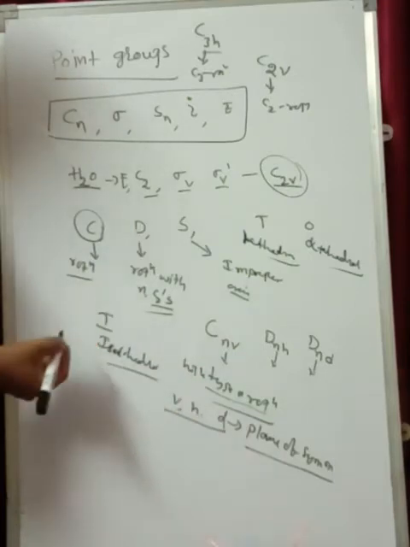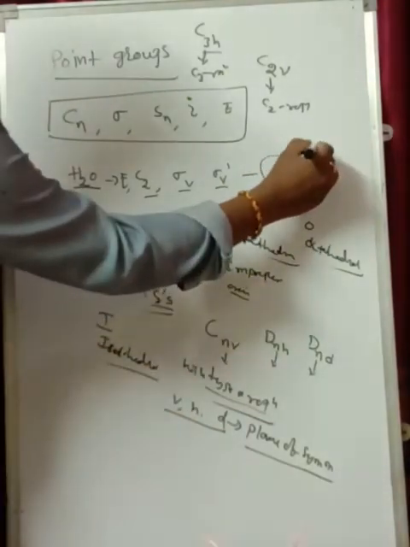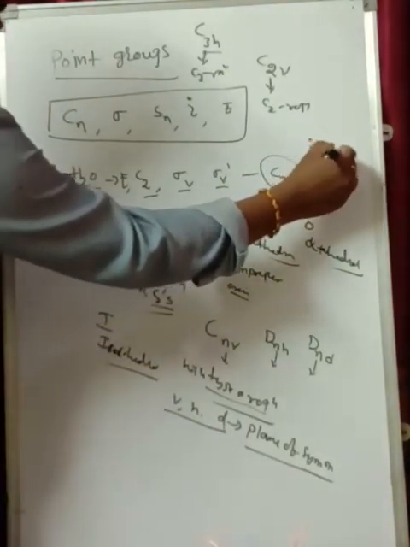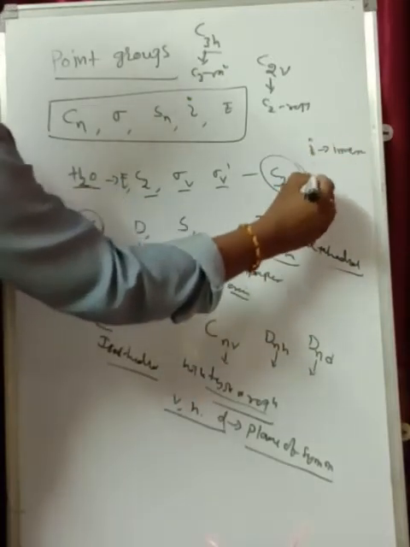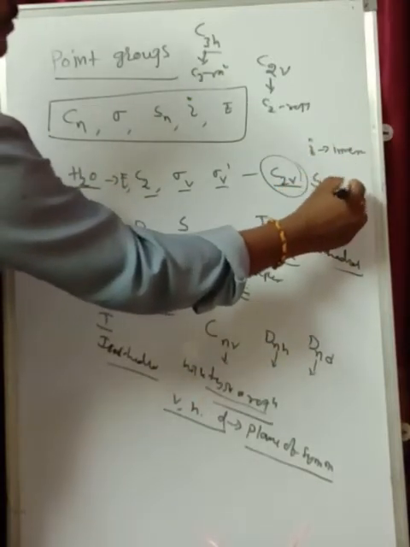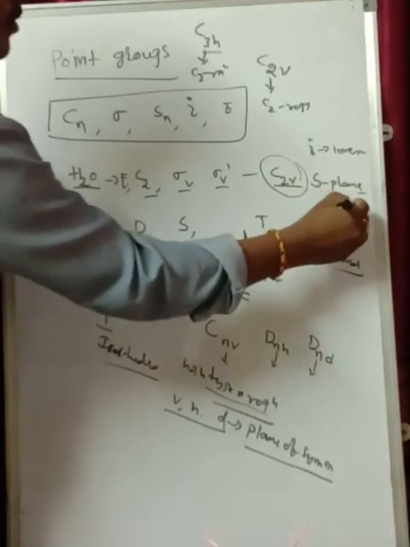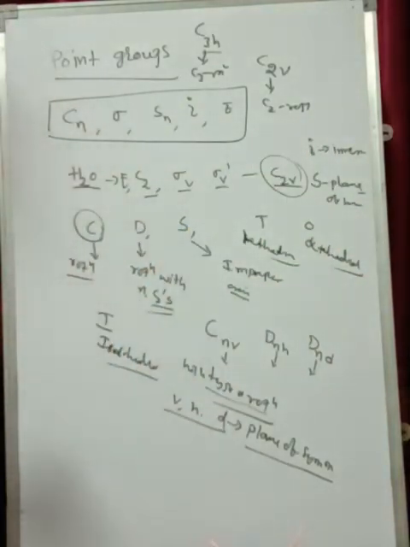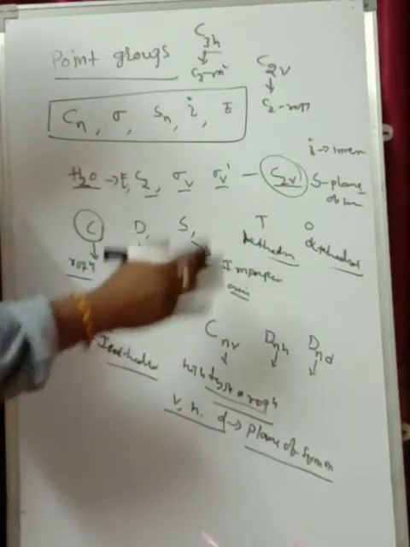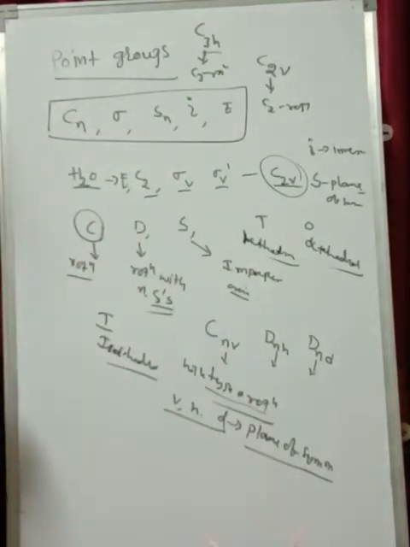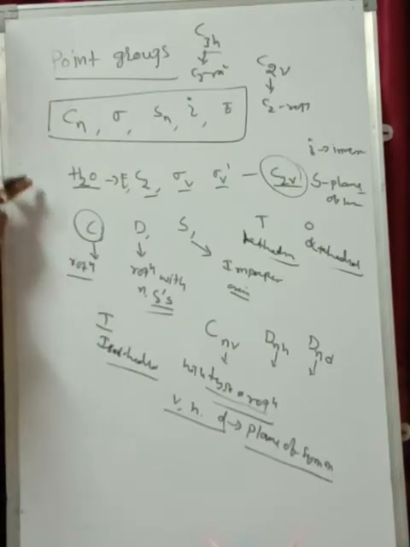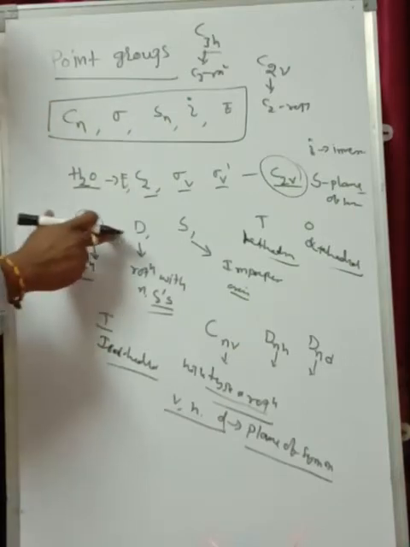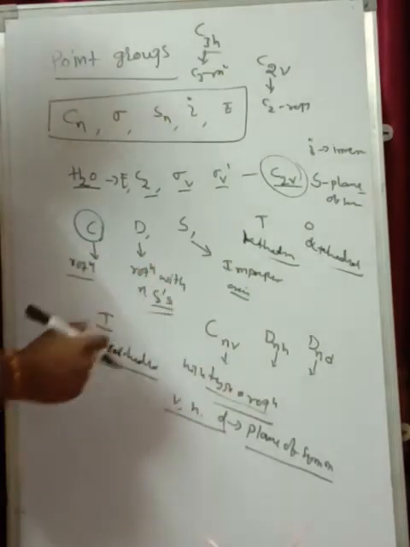And other subscripts are also there, such as i. If the subscript is i, then we say it is inversion. If the subscript is s, then it represents the plane of symmetry. So this is the introduction to point groups. That is, the collection of all the symmetry elements in a molecule by keeping the center of gravity constant is called the point group. Point groups can be represented with C, D, S, T, O, and so on and so forth.